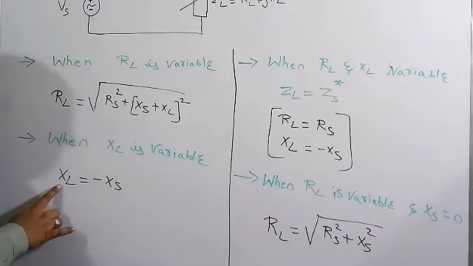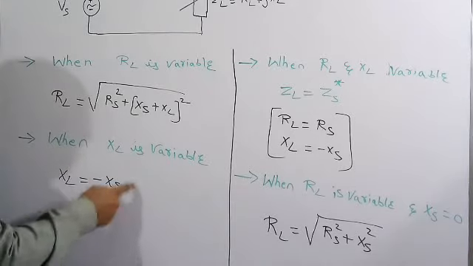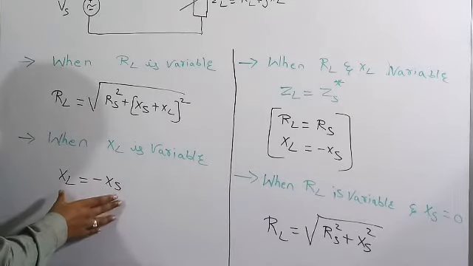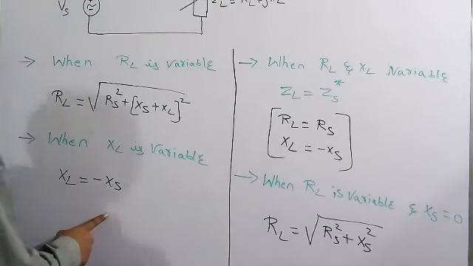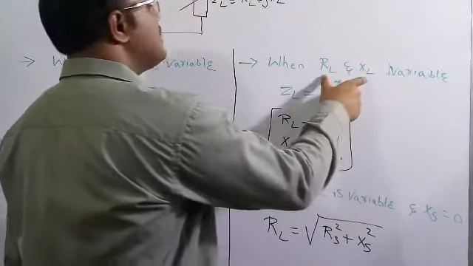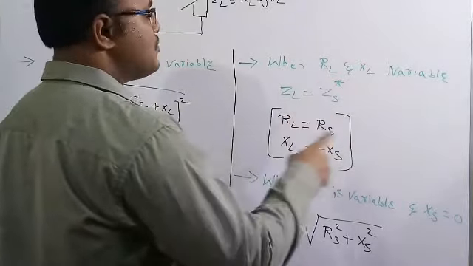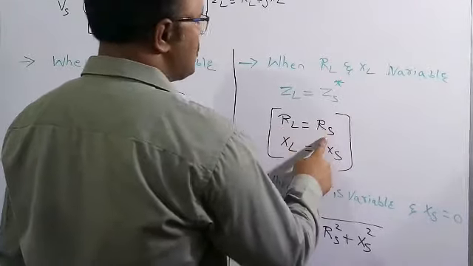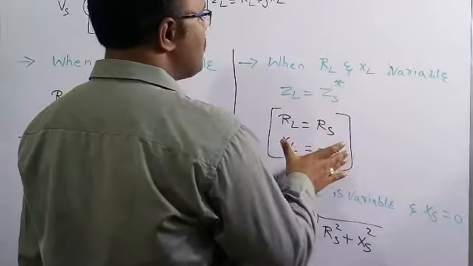At this particular value of XL, when XL is equal to minus XS, the circuit will be purely resistive. So the maximum power is transferred to the load only when XL is equal to minus XS, when XL is variable and RL is a constant value. Suppose RL and XL are both variable, so the load impedance is also variable. At that condition, the maximum power will be transferred only when ZL is equal to ZS conjugate, means if you do the simplification, RL is equal to RS and XL is equal to minus XS. At this condition also the circuit will be purely resistive.